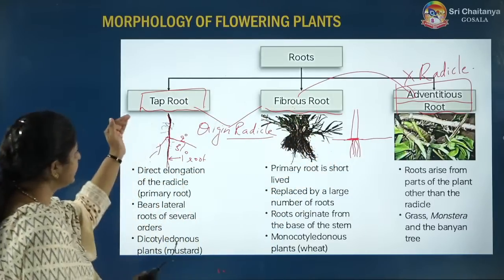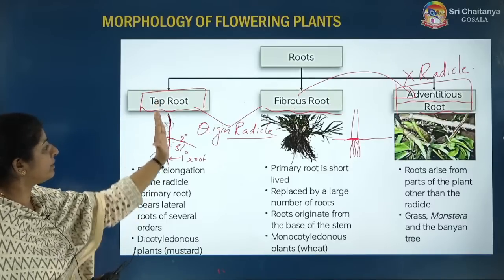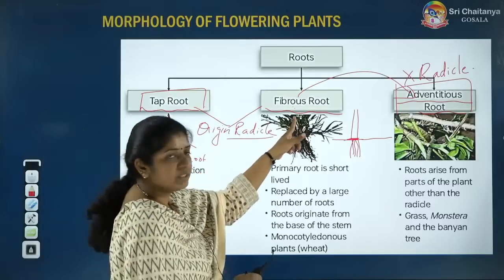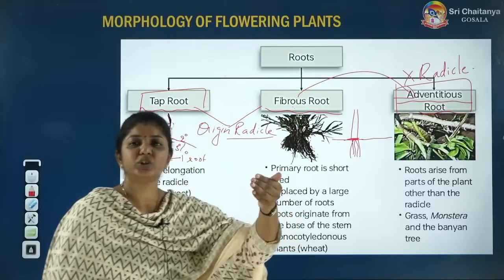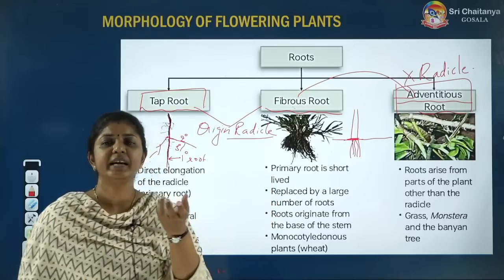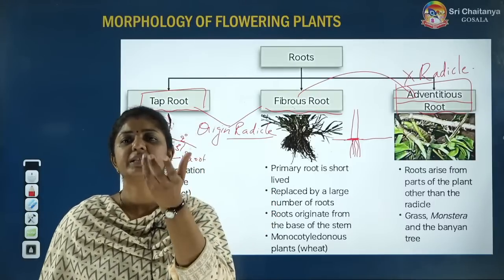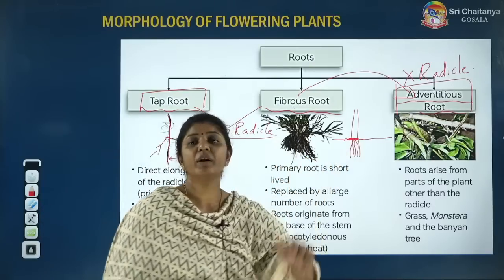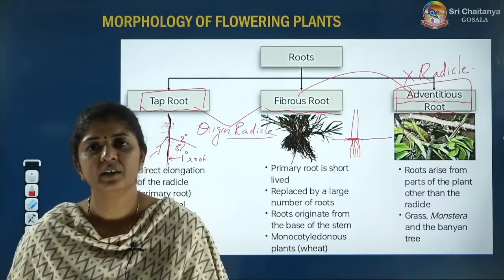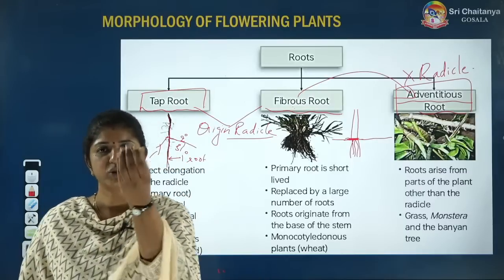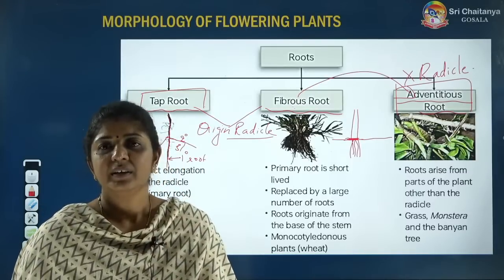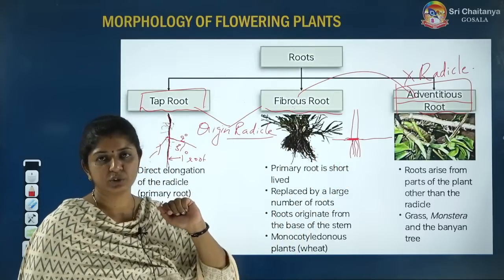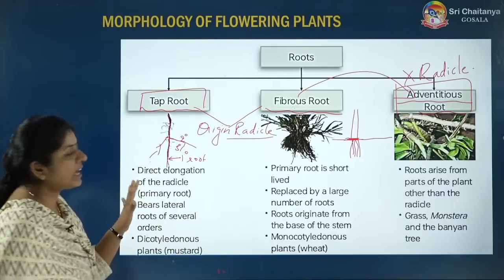In taproot, the primary root remains as such. It will divide and redivide. Whereas in fibrous, the primary root gradually disappears. Instead, you have a tuft. Tuft means a cluster of roots hanging from the base of the stem. Now the origin is not radicle; later the origin is the base of the stem other than the radicle. That's why later they become adventitious roots. So these are the types of root.